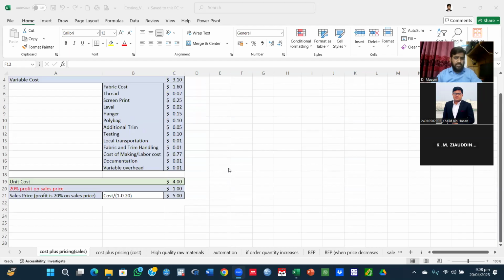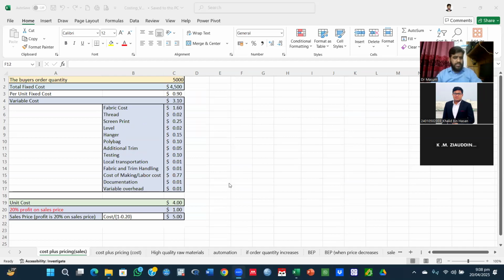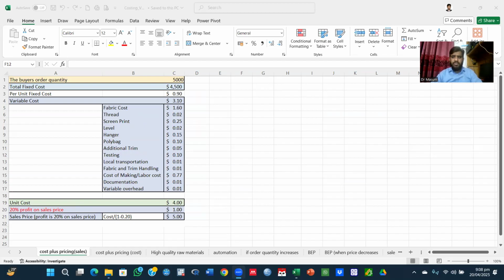So it is just a revision of the previous lecture. In our previous lecture, we showed you how to set the price of a product. When you are going to set the price of a product, you have to calculate the cost of manufacturing. After calculating the cost of manufacturing, you will add some profit.